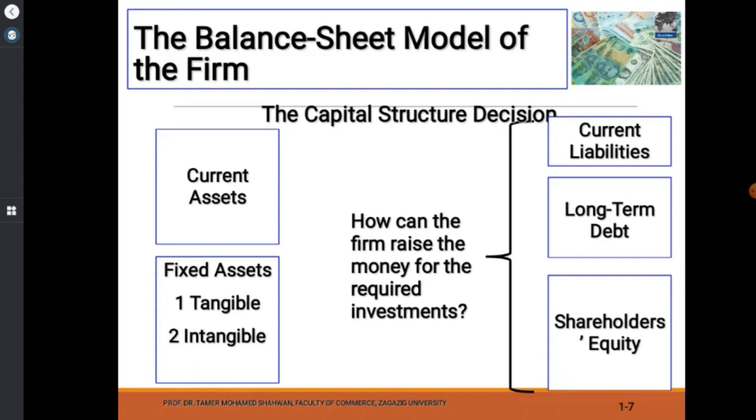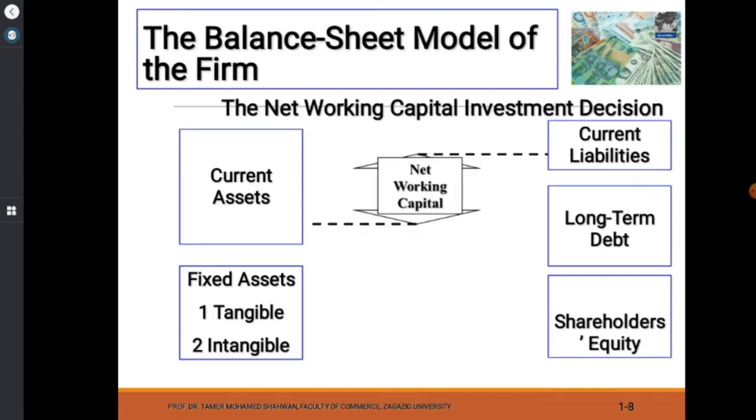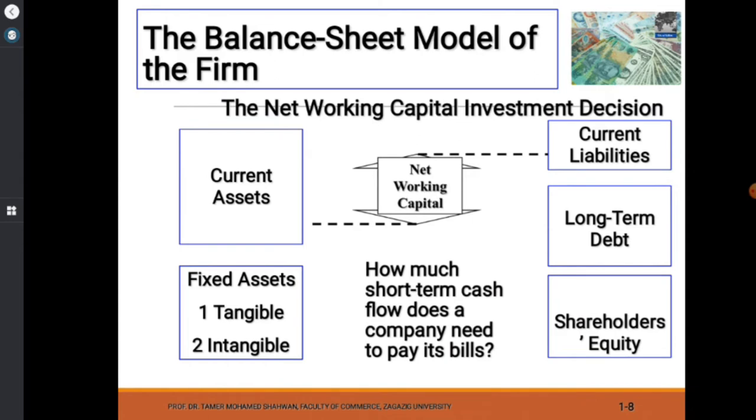Third type of decision, it's called net working capital investment decision. As you see, net working capital equals a difference between current assets and current liabilities.